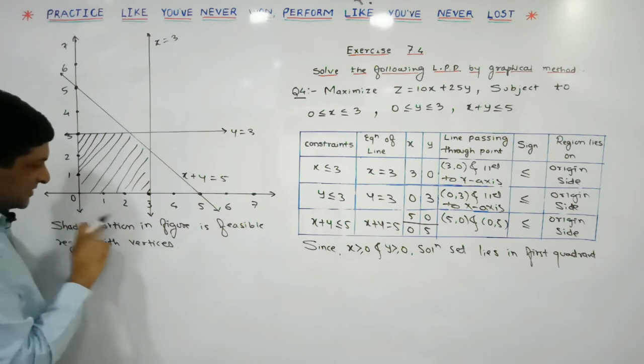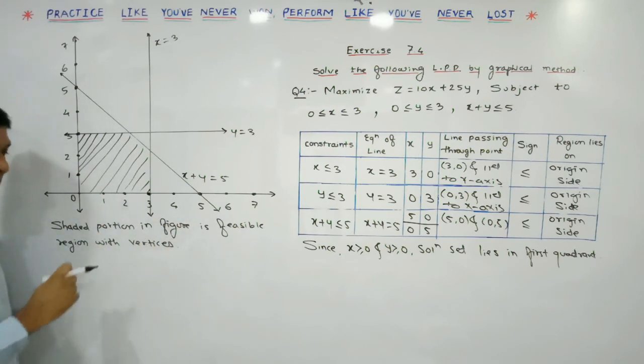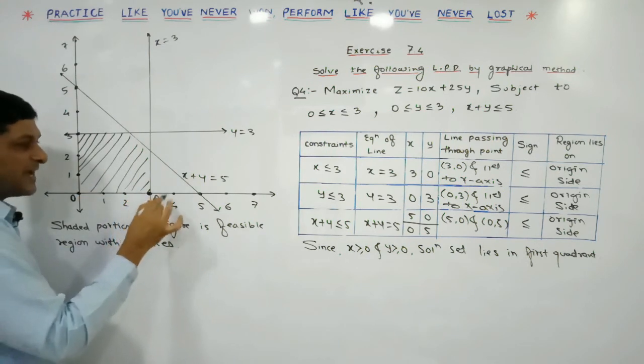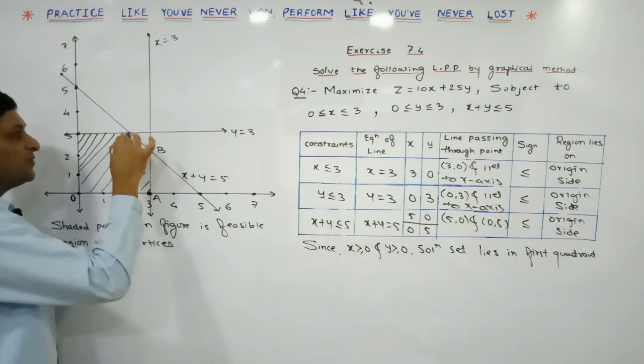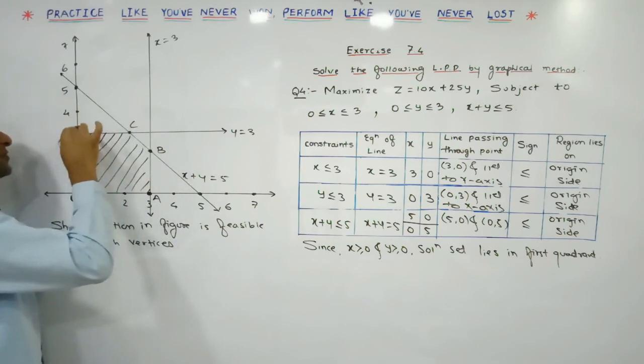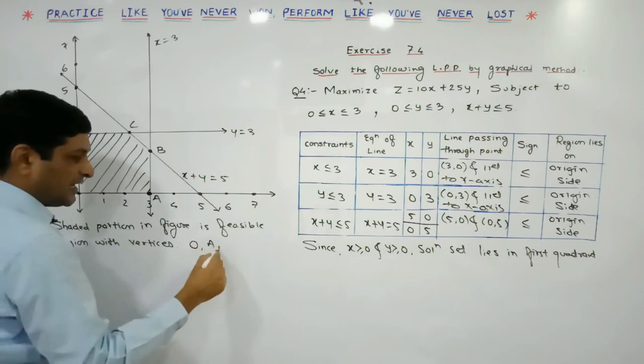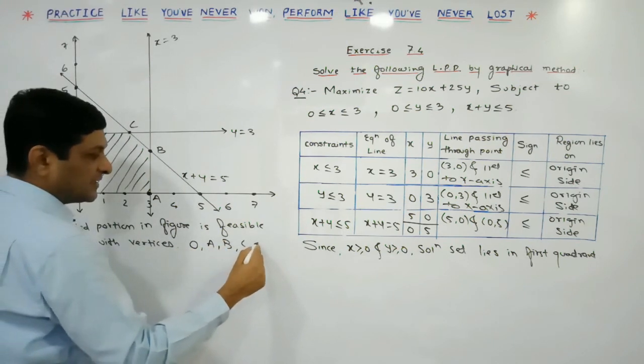So here we can say that the shaded portion in the figure is the feasible region with the vertices. Vertices means what? Corner points. Let us denote the first vertex by O, the second vertex by A, the third vertex by B, the fourth vertex by C, and the last vertex by D. So the feasible region has the vertices O, A, B, C, D.